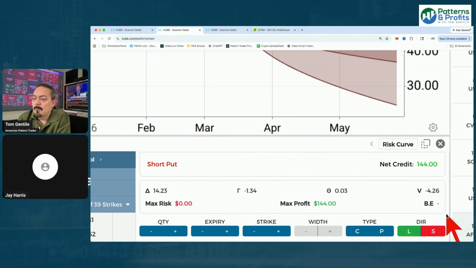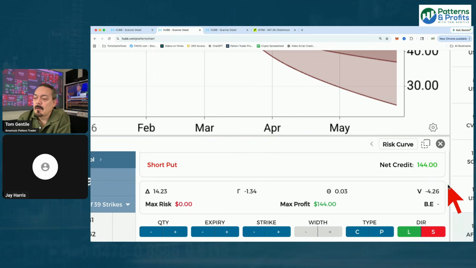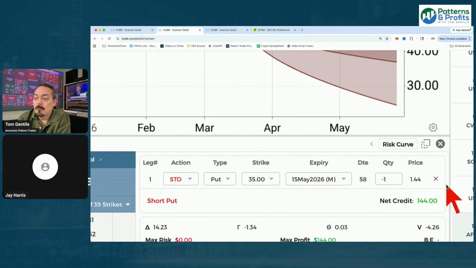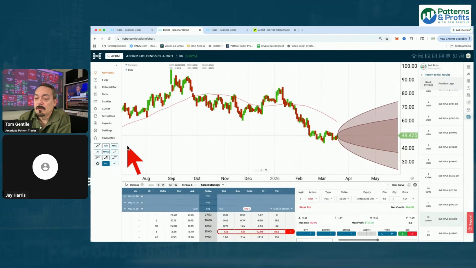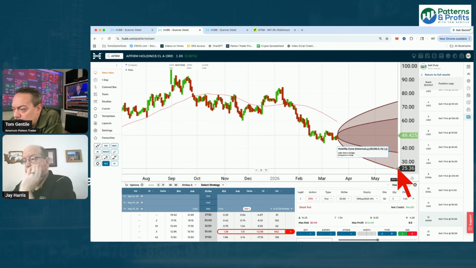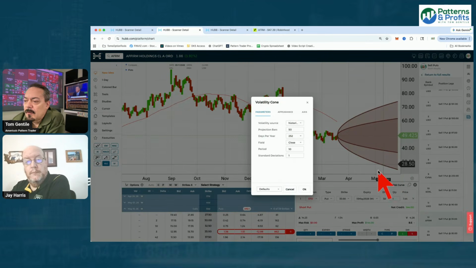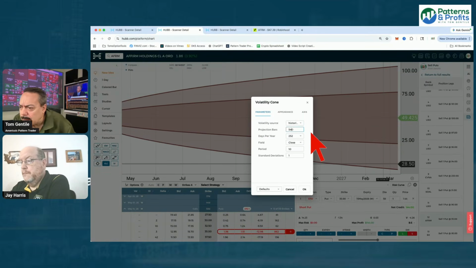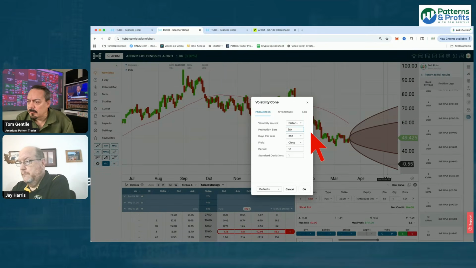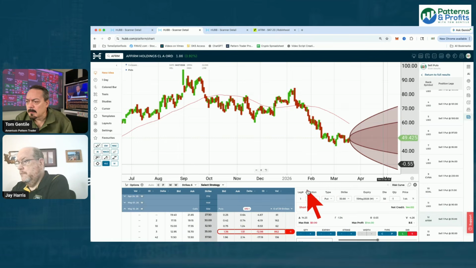Short put, bring in $144, but it's also not a $400 stock. This is a 35 put with 2 months to expiration. So again, I'm gonna look at my expiration dates, and this takes me out to the end of May. So I'm gonna want to take some time off this volatility cone setting. My volatility cone setting is once again at 50, so I'm going to bring that down to 40. I'm going to click OK.